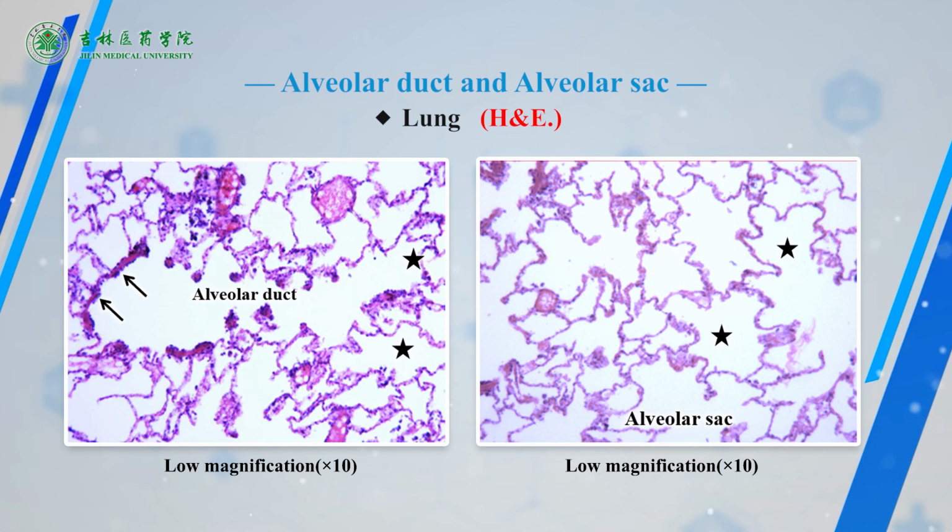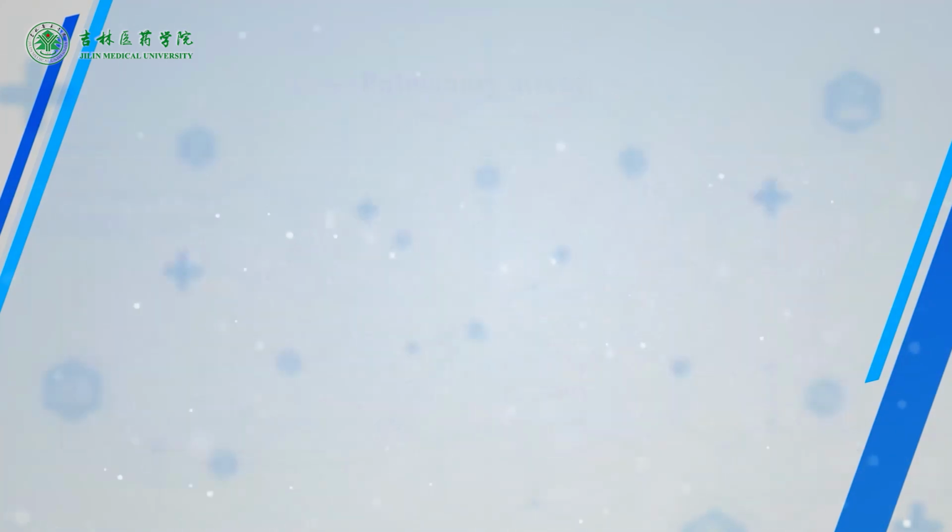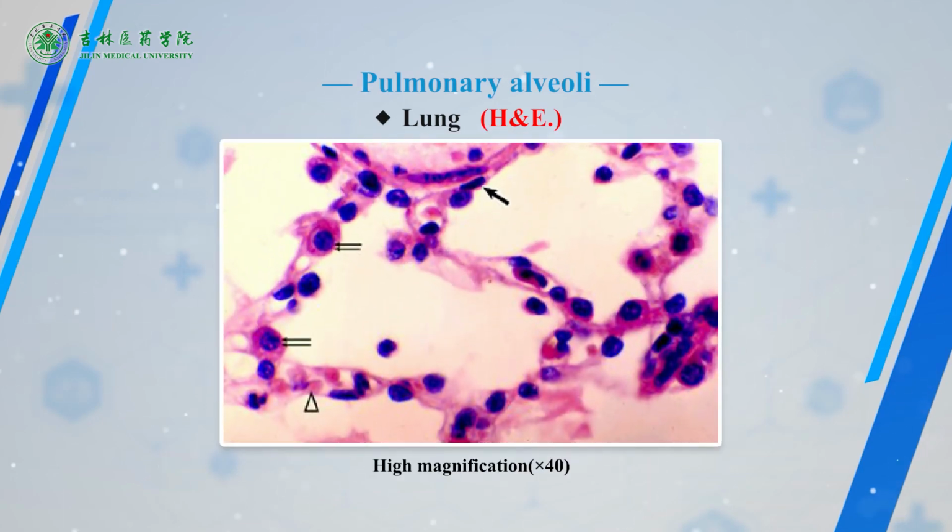Alveolar sacs are large empty cavities with several pulmonary alveoli opening into them. Compared with the alveolar duct, the alveolar sac has no knobs at the terminal portion of the alveolar septum. The stars indicate this. The last slide.